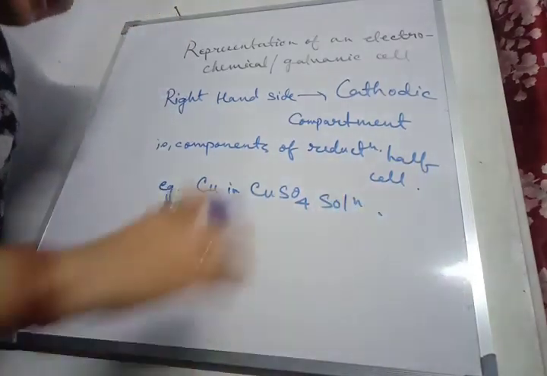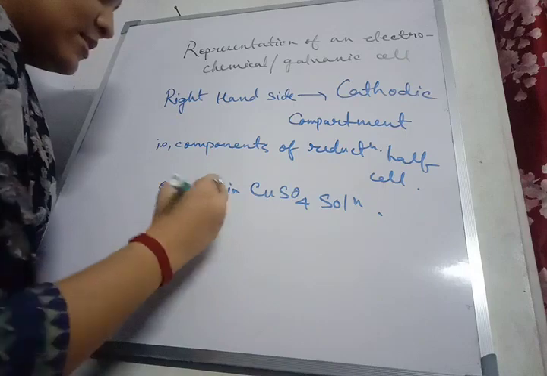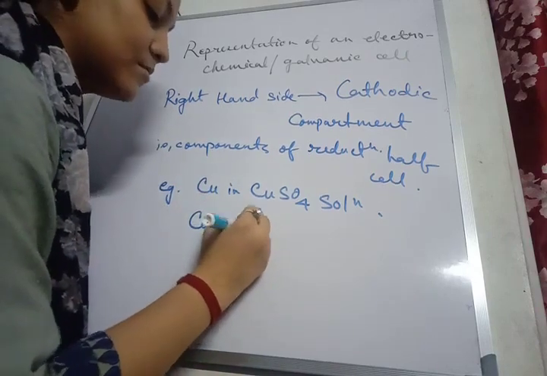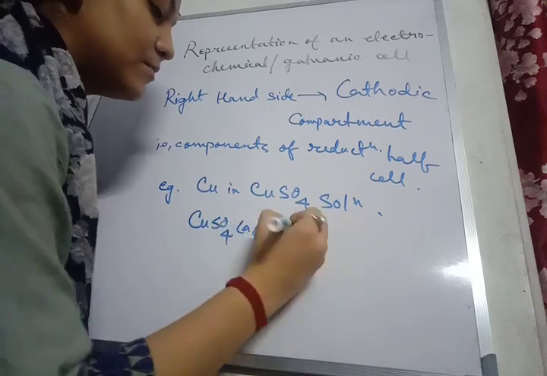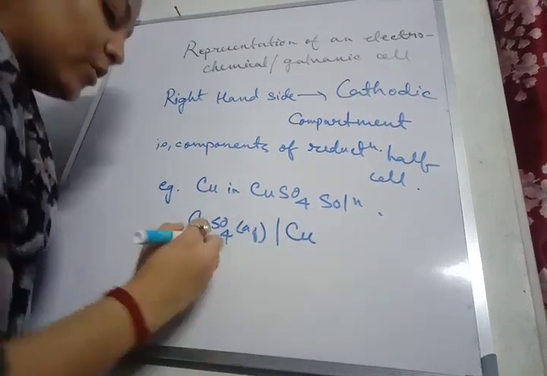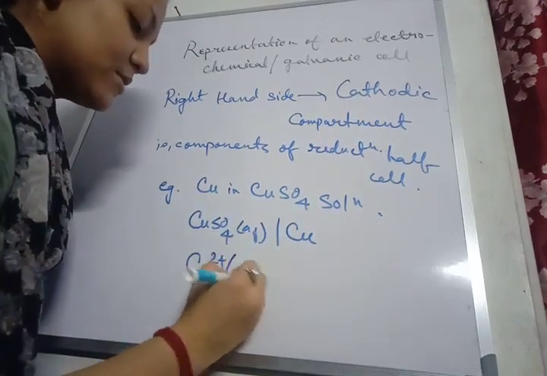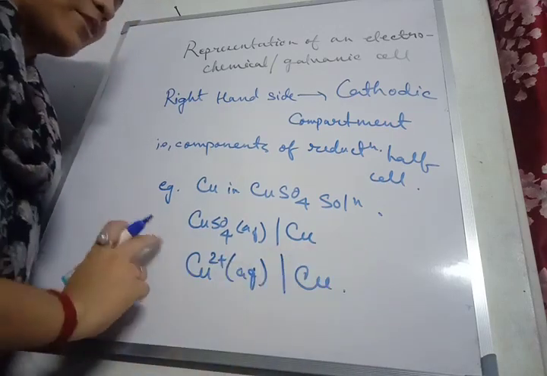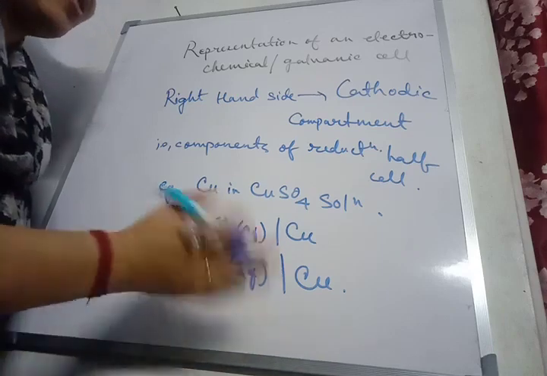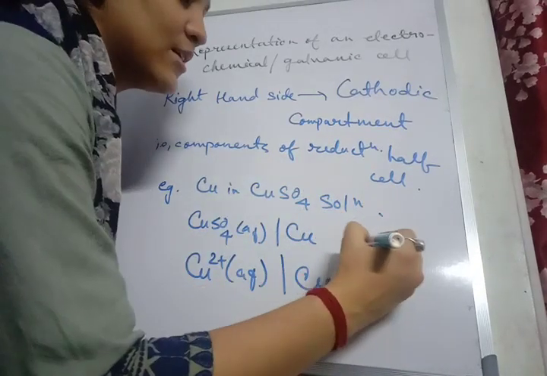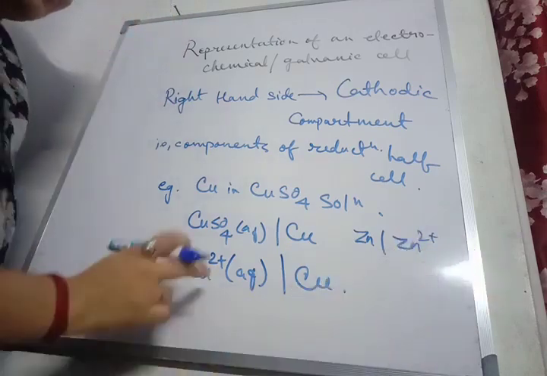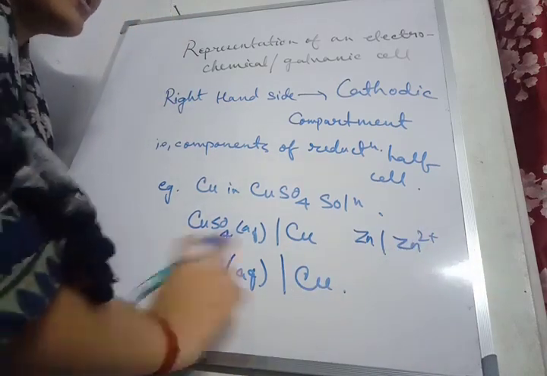Now how do I represent it? Again these two parts I have to separate by a single vertical line. So I'll be writing copper sulfate solution, or I can write Cu2+ aqueous, vertical line, then Cu. This is my representation of the reduction half cell. In the oxidation half cell, Zn was on the left hand side and Zn2+ was on the right hand side. Here we have Cu2+ on the left hand side and Cu on the right hand side.